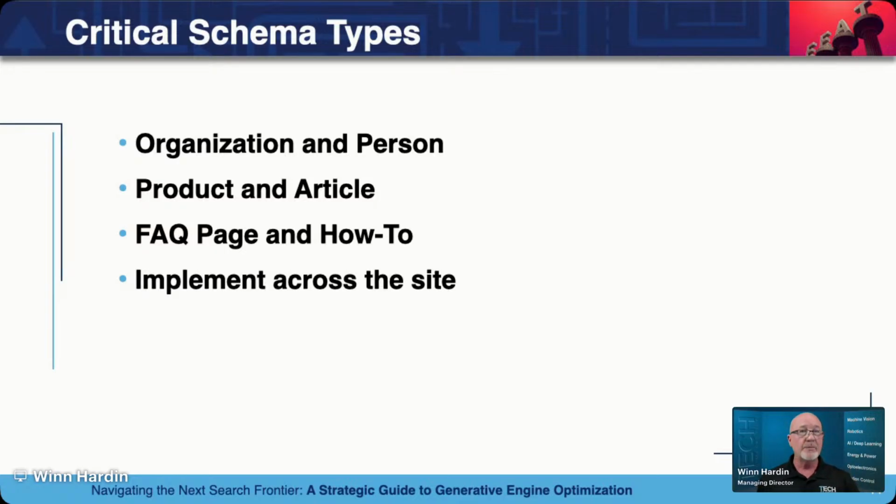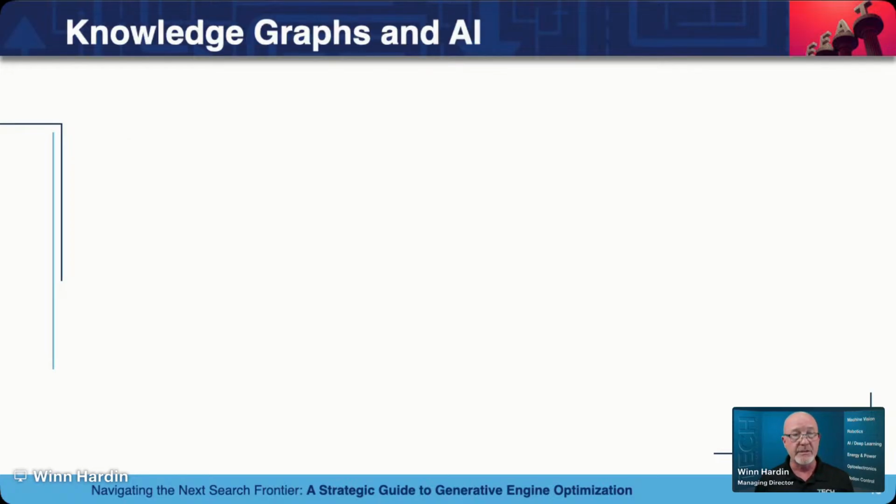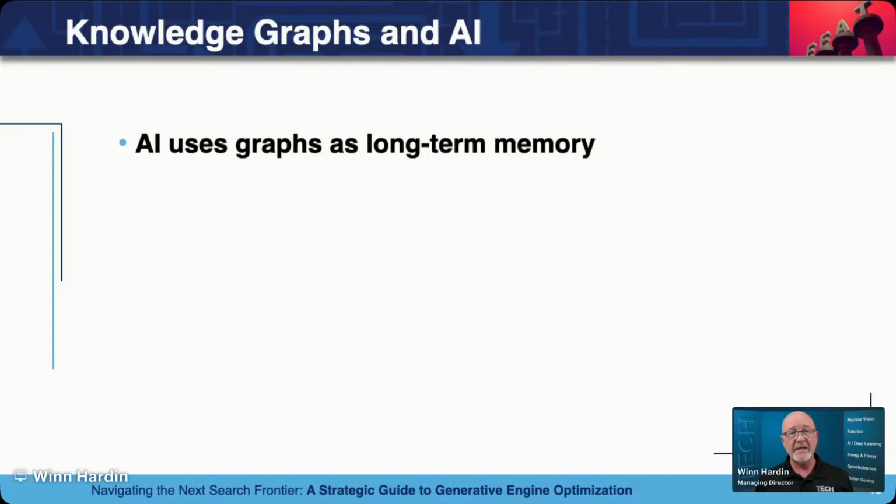They're tailor-made for augmented search responses, and what we normally think of and see when we get a response from Claude or whatever AI engine we're using today. Okay, now the knowledge graph and the AI. This is a little bit different. AI uses graphs as a long-term memory.